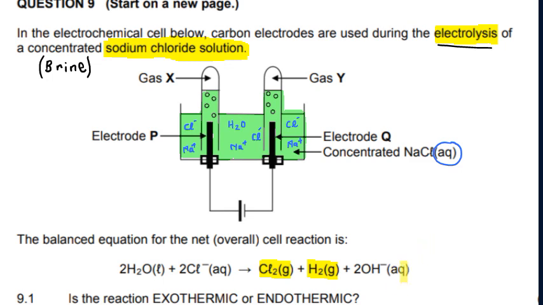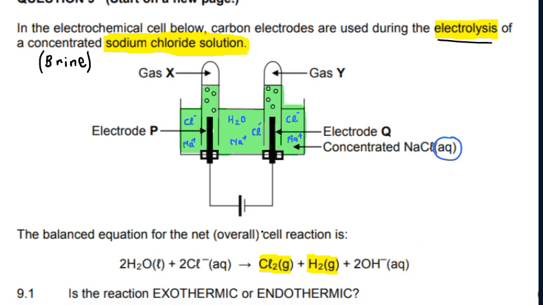hydroxide ions in solution. So notice something else about this net cell reaction: the Na plus ions show up nowhere over here. So what does that tell us? It tells us that the Na plus ions are spectator ions.